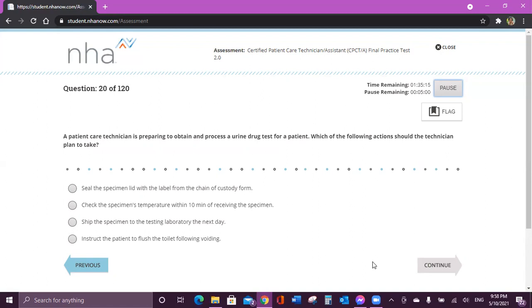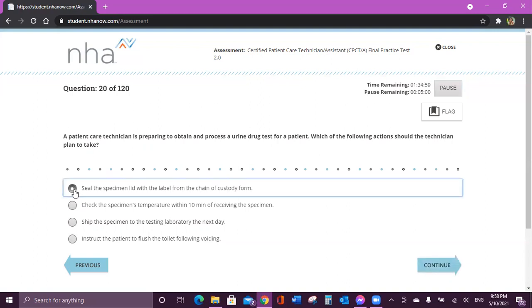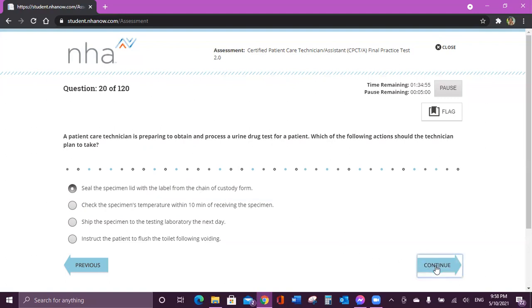Creo que la A, pero déjame leer la pregunta. A patient care technician is preparing to obtain and process a urine drug test for a patient. It's processed already. Which of the following actions? Ya él orinó. So yo creo que la A, check the specimen. Yeah, it's A.